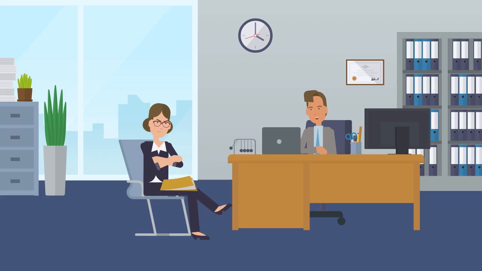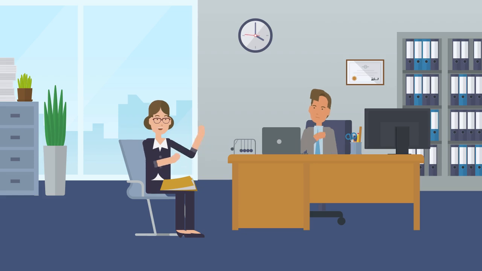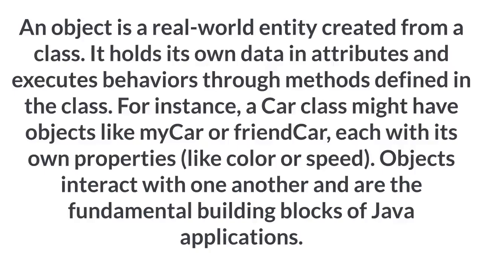What is an object in Java? An object is a real-world entity created from a class. It holds its own data in attributes and executes behaviors through methods defined in the class. For instance, a car class might have objects like myCar or friendCar, each with its own properties, like color or speed. Objects interact with one another and are the fundamental building blocks of Java applications.